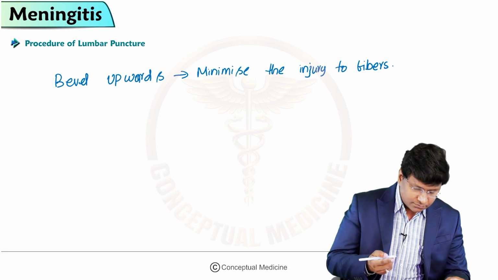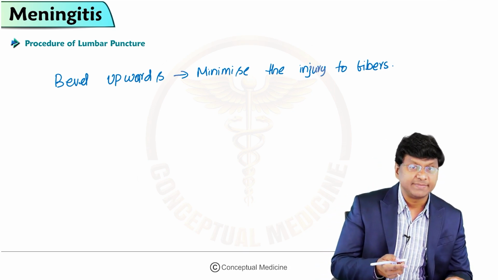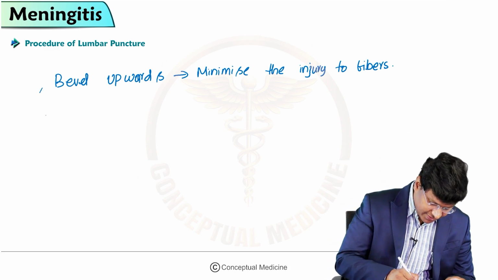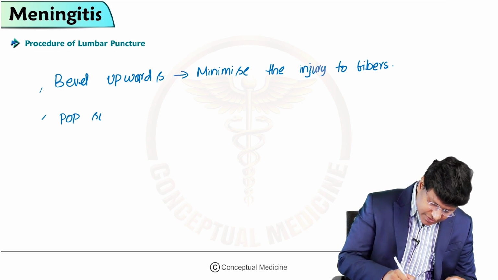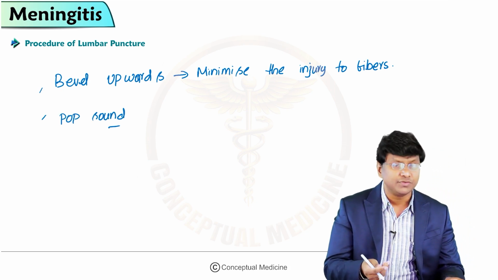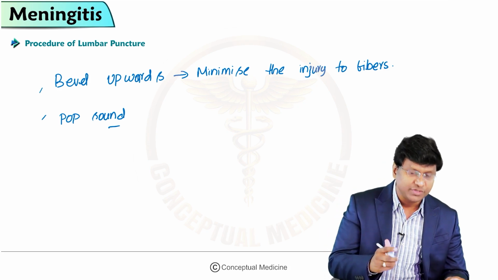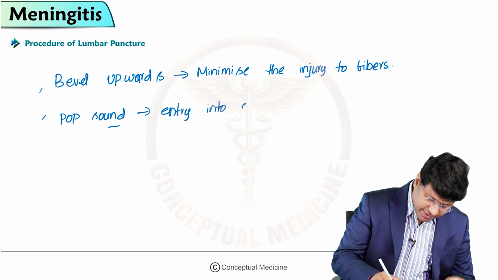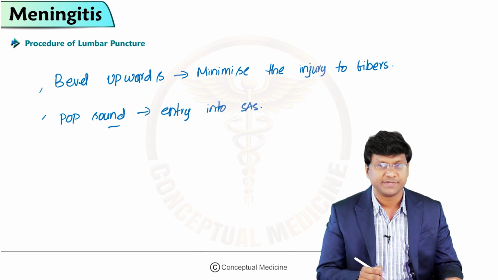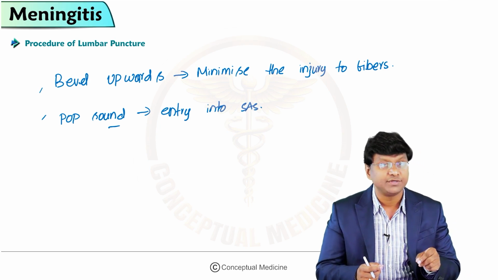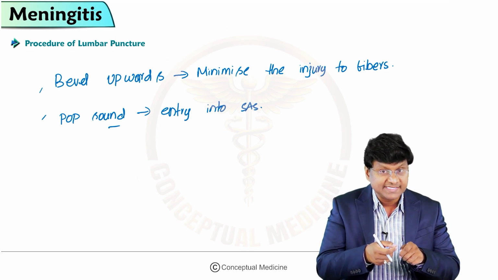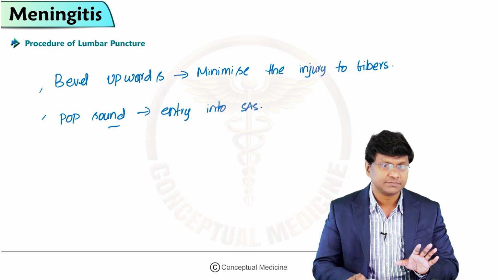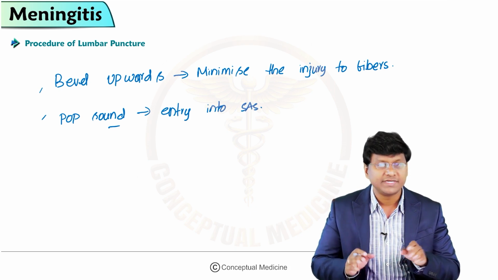Now once you have entered into the subarachnoid space, a pop sound on entry will be there. You may not be able to appreciate this pop sound, but you have that sense of ease once you have entered into the subarachnoid space. Once the needle has entered, the CSF is allowed to drip into the testing tubes.